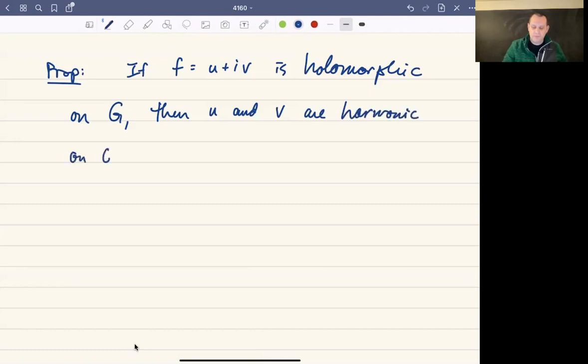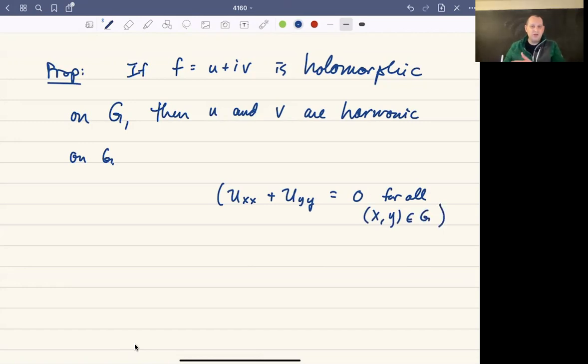So then u and v are harmonic on G. Remember that harmonic on G, I don't know if I said this in the previous video, means that these are really functions of two variables, and we want this equation to be true for all values x and y in G. So that's what it means to be harmonic on G. Maybe this equation isn't true elsewhere. Maybe the second derivatives are piecewise defined, whatever. But if it's true for all values on G, then we say that u is harmonic on G, and likewise for v. So the proof is straightforward.